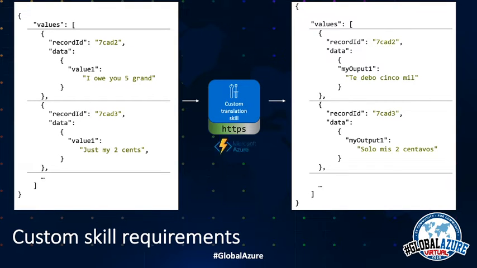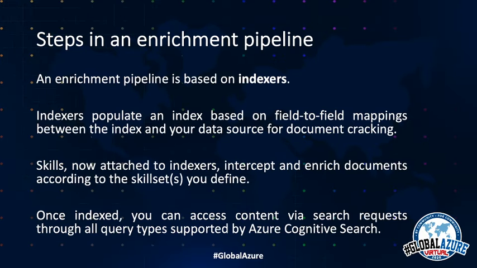So yeah, that's basically the requirement. You can even use Microsoft Azure functions to make it even easier. So what are the steps that we can follow in this enrichment pipeline? The main thing here is that the pipeline is based on indexers. The indexers populate an index based on some mappings, field-to-field mappings, between the index and your data source. And this is called the document cracking that I mentioned.